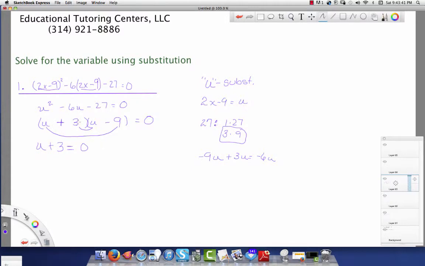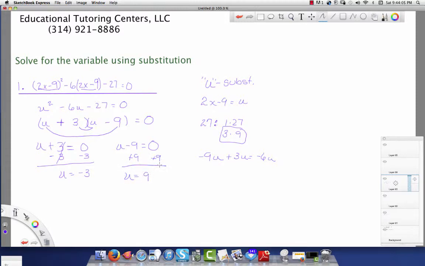Okay, so I took this expression and set it equal to 0. Now I'll take this expression and set it equal to 0. If I subtract 3 on both sides, I will get u is equal to negative 3. And on this one, I have to do the opposite operation to solve for u, and so u is equal to 9.